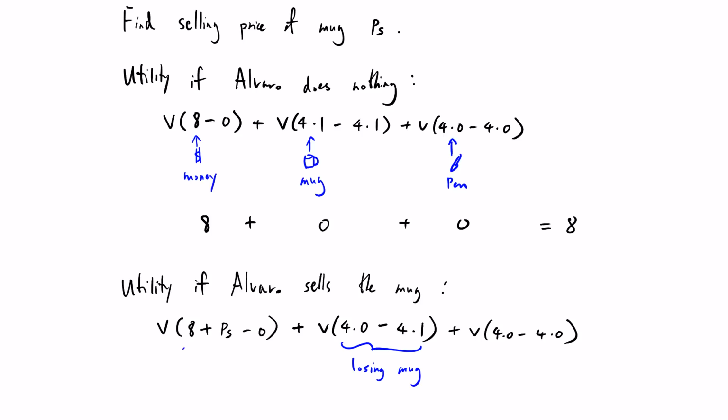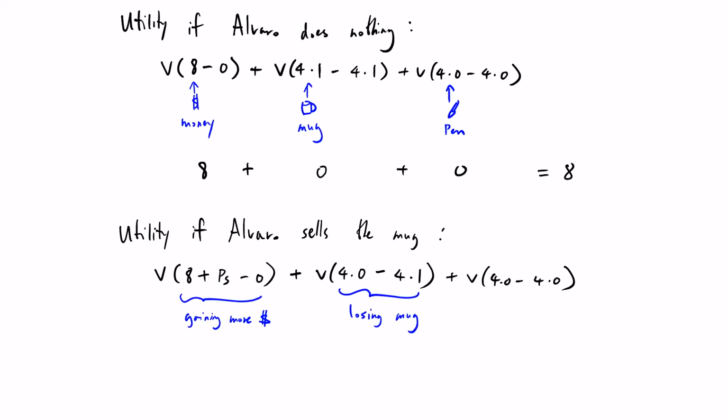But this is losing the muck, and gaining more money. Let's see what he gets. His utility is going to be, he's earning even more money, so he's further into the gain region. He's losing a muck, and remember, losing in this case, you have to multiply by 2. So this is actually going to be negative. This is going to be 2 times negative 4. And once again, the pen doesn't do anything right now.